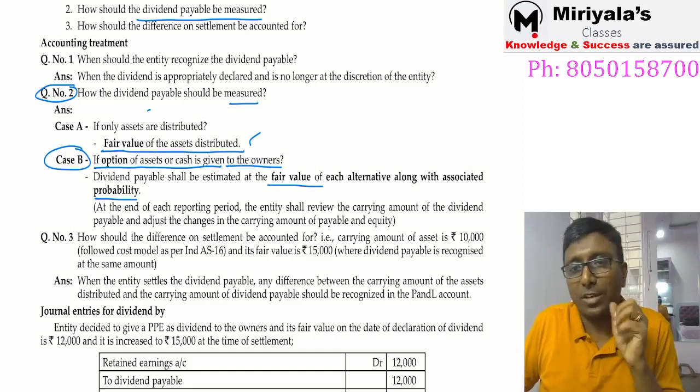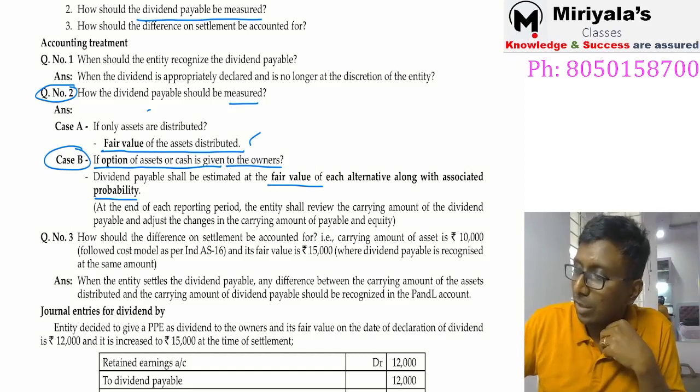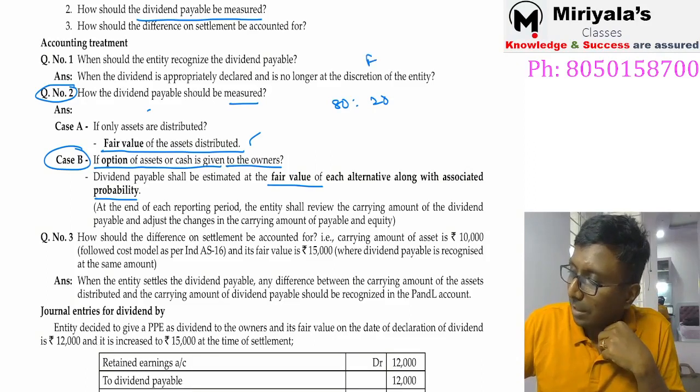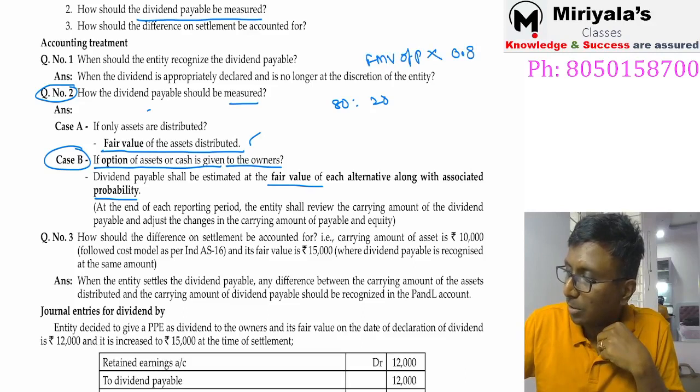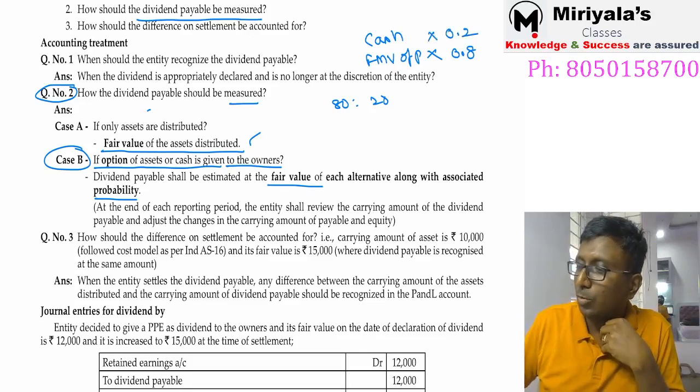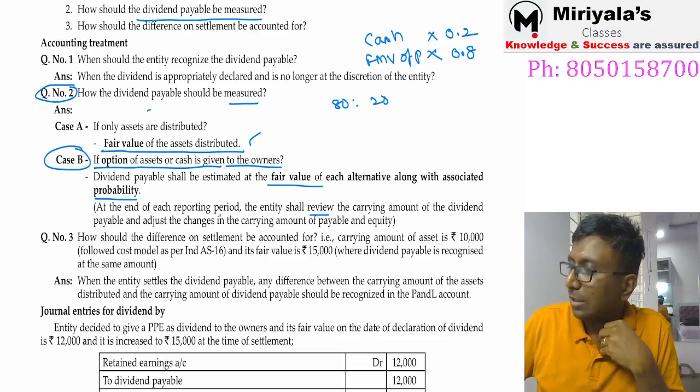So total dividend will be, when I say 80 is to 20, the fair market value of the perfume into its probability. Probability is equal to 0.8, for example. Then the fair value of the cash. Cash fair value is cash only, that's all. And the probability is equal to 0.2. At the end of the reporting date, the entity shall review the carrying amount of the dividend payable and adjust the changes in the carrying amount of the payable and equity.